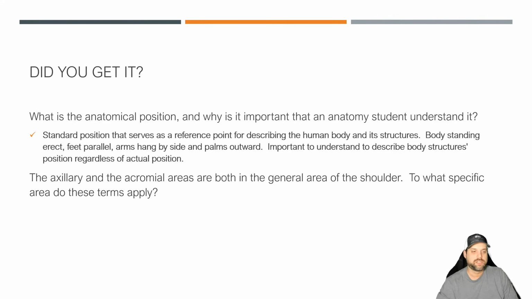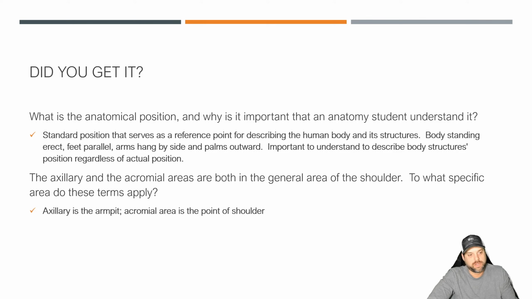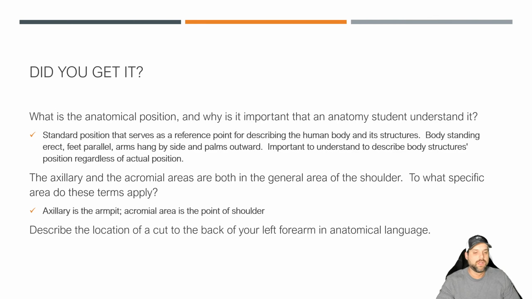This question says the axillary and the acromial areas are both in the general area of the shoulder, right? To what specific area do these terms apply? Axillary, I think of spraying an axe on your armpit, right? So that would be the armpit. And the acromial area is going to be the point of the shoulder, right at the tip of the shoulder.